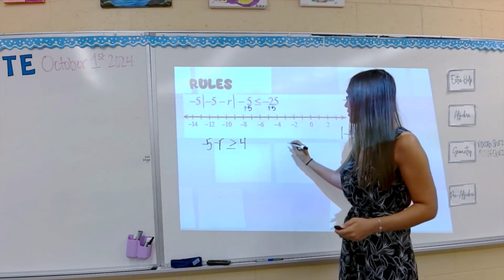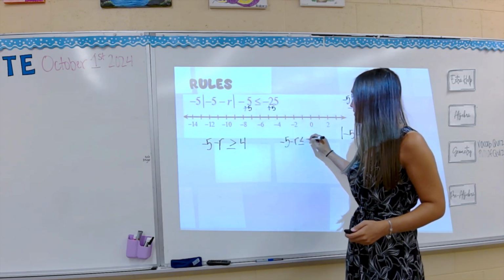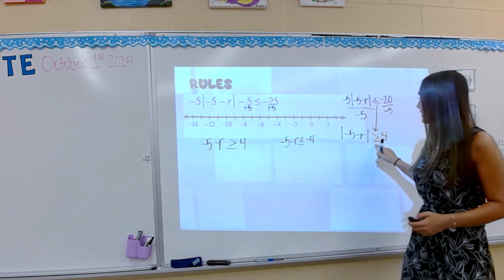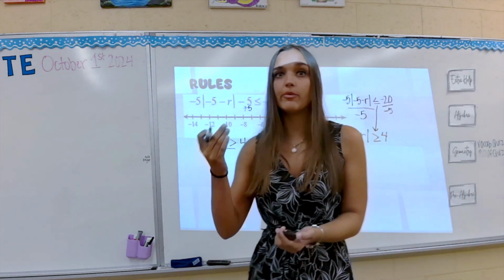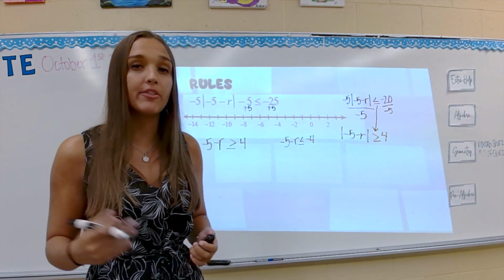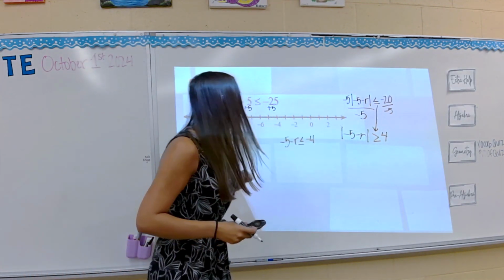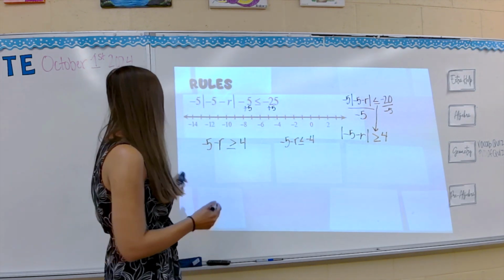And then the other one is going to be negative 5 minus r is less than or equal to negative 4. I flip the sign, I flip the sign. We're flipping the sign a lot in these problems, and if we miss one flippage, this whole problem is going to be wrong. So we have to be very careful that when we're dividing by the negative, we flip the sign. When we're splitting it up, we flip the sign. So let's solve this problem.